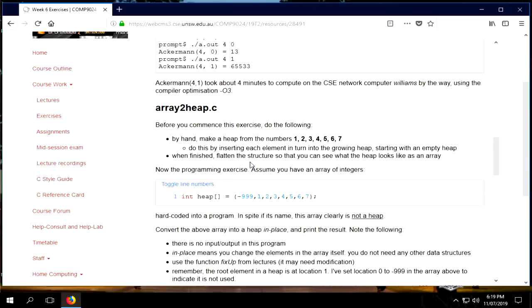Now, of course, what you will expect is the program here, array to heap, converts the array 1, 2, 3, 4, 5, 6, 7. Well, what does that look like? So, 7, 4, 6, 1, 3, 2, 5. That is what my output will be.